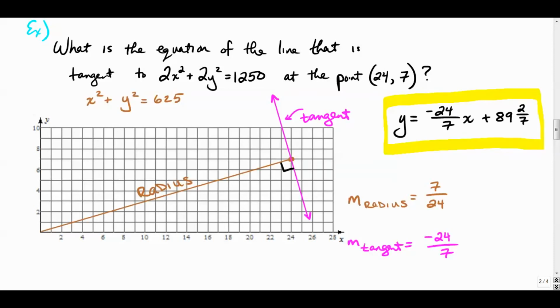And since this video is getting a little long, out of interest of time, I just went ahead and finished this for you. Your final answer is here in yellow. You can see that the y-intercept is really, really big because the slope of the tangent is pretty severely negative.